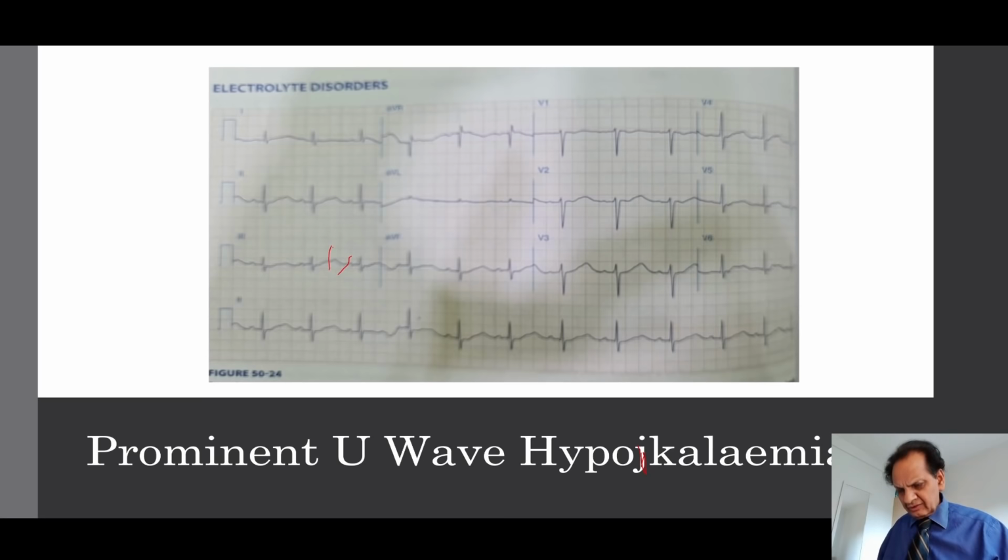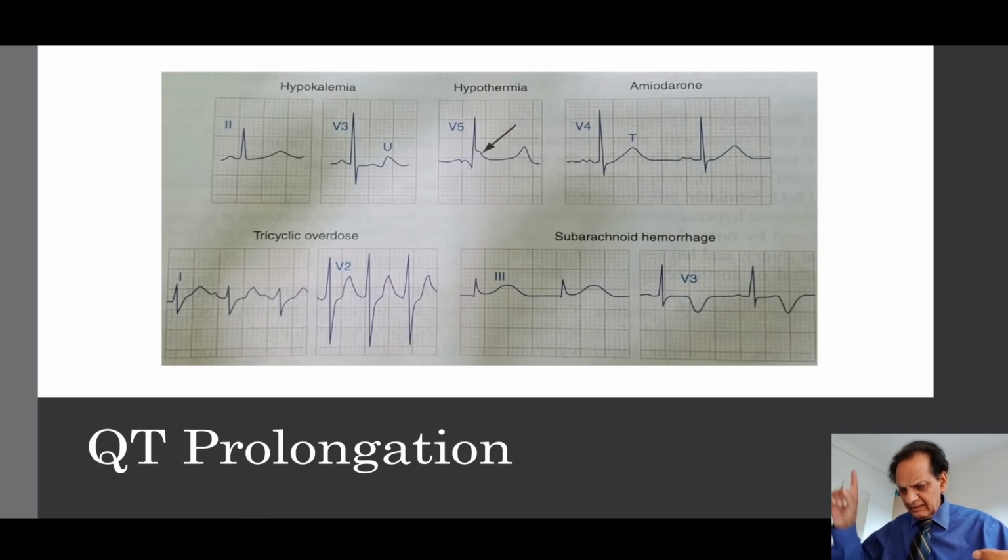So this is also the hyperkalemia we were talking about. The QT prolongation here, hypokalemia I showed you just now, and the tricyclic overdose, very important. The right axis deviation and R in AVR with this picture. Never forget, my dear, tricyclic antidepressant overdose is also such an important thing.